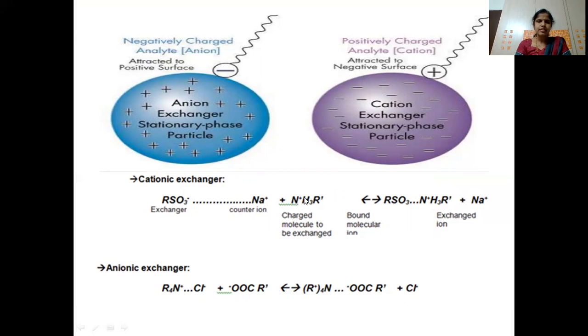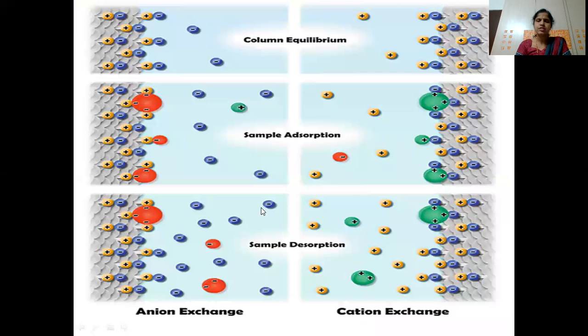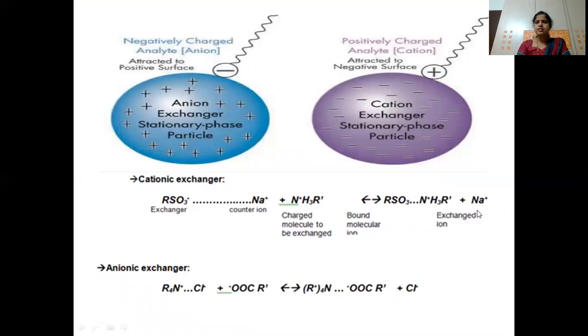Now what happens? This cation will be exchanged with the counter ion. So as a result, what you will get is RSO3 minus associated with N plus H3R prime. So this part is being exchanged with that of the sodium ions. So what happens ultimately? This sodium ion, which is the counter ion, is now free. It is set free here, Na plus, the exchanged ion. So this is how exchange of ions takes place.